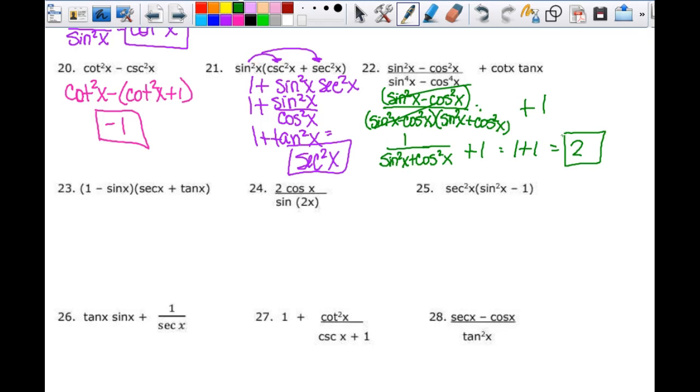Alrighty. So for this one, I would go ahead and multiply them out. So secant x times 1 is secant x. Then minus sine x secant x. Then plus tangent x. Then minus sine x tangent x. And I'm going into this one.